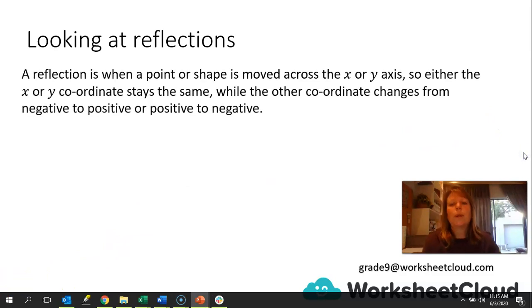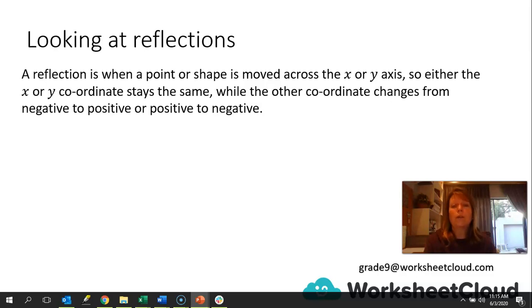A reflection is when a point or shape is moved across the x or y axis. That's already different to a translation because it doesn't have to be moved across an axis. With a translation, you follow a rule to move it to a new point, and that's what we looked at last time. With a reflection, it is going to be moved across either the x or the y axis. So either the x or the y coordinate stays the same, while the other coordinate changes from a negative to a positive or a positive to a negative.